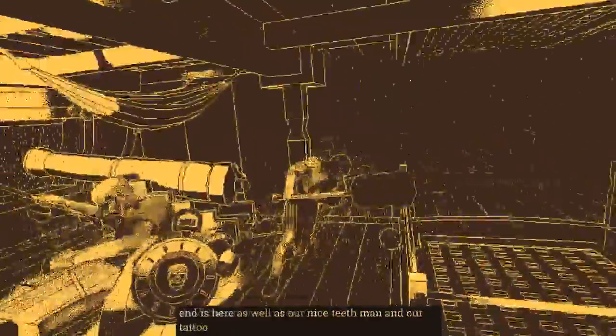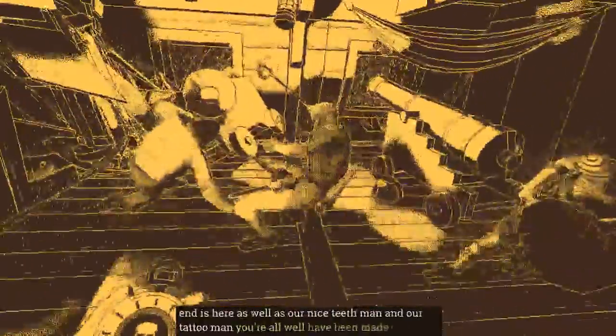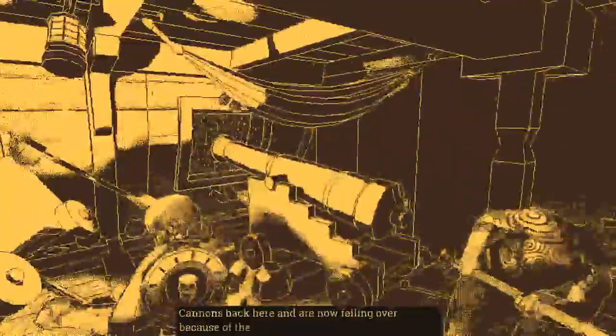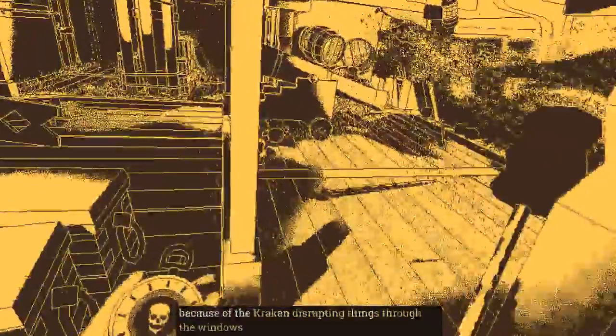Also in this scene, let's see if I recognize any of the other crew members. Oh, our knit hat man from the end is here, as well as our knife teeth man and our tattoo man. They have been manning the cannons back here and are now falling over because of the Kraken disrupting things through the windows.